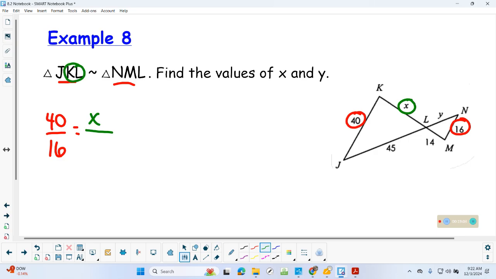KL. So KL corresponds to which side? ML. So the 14. Now again, you could reduce the 40 over 16. You can solve it as it is. It doesn't matter. You decide.